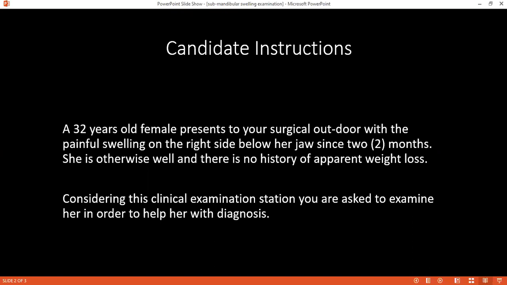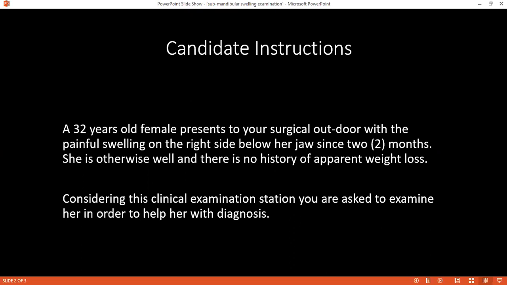So I'll look for site, size, shape, scar, skin, and surface. And I'll also look at the other side to see if there is any asymmetry or any other swelling on the opposite side. After that, could you open your mouth for me? I'm going to see it from inside. Yes. Could you stick your tongue up? I'll see the floor of your mouth.